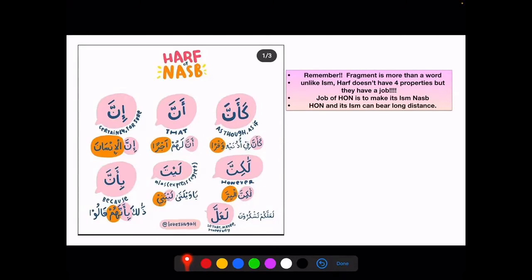Now let's see some examples from Quran Pak. Inna, innal insana, right? Innal insana. Can I say innal insanu? Can I say that? Or can I say innal insani? No, right? Because after inna, we need an ism which should be nasab in status. So that's why we say innal insana.